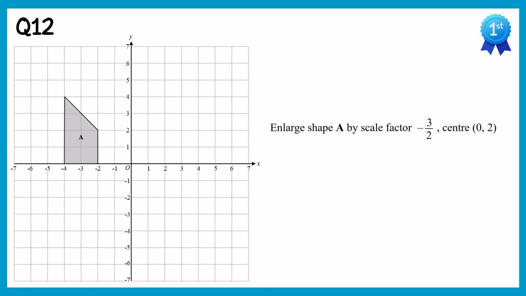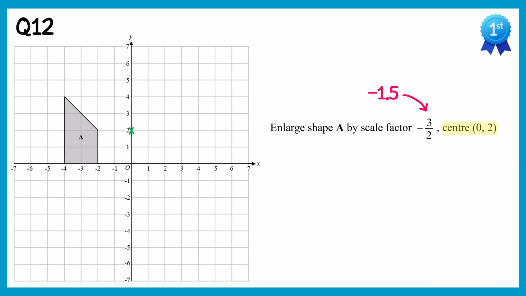In this question, we need to do an enlargement. The first thing we're going to do is mark on the centre at 0, 2. So let's mark a cross at 0, 2. Then we're going to look at the scale factor, which is negative 3 over 2. 3 over 2 is 1.5, so this is negative 1.5.